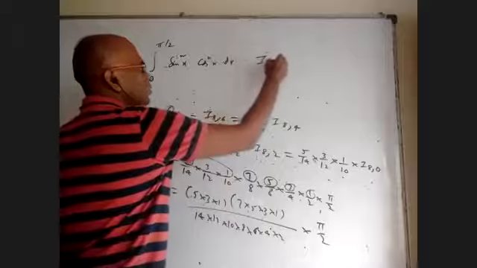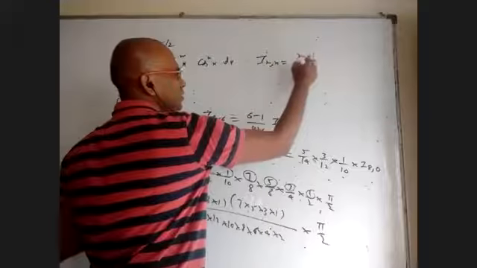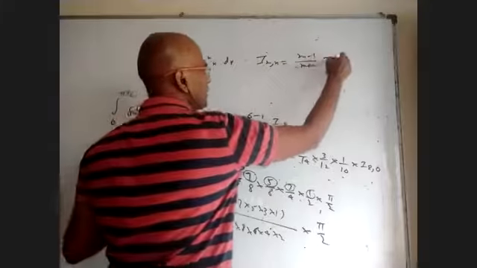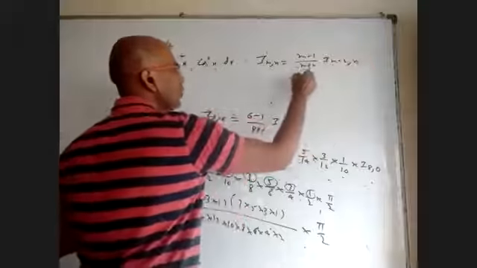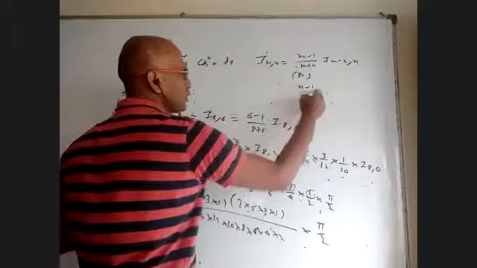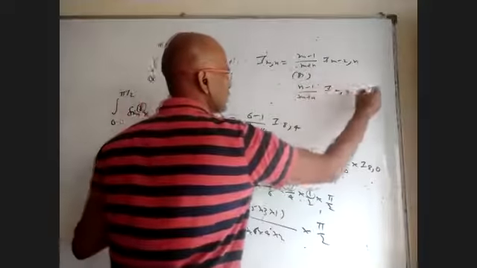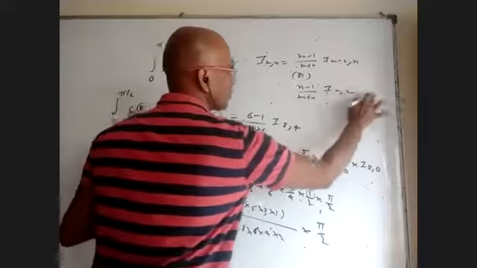I'm just reminding you of the formulas once again here. You can write (m minus 1) by (m plus n) into I(m minus 2, n), or (n minus 1) by (m plus n) into I(m, n minus 2). We are using that formula repeatedly.